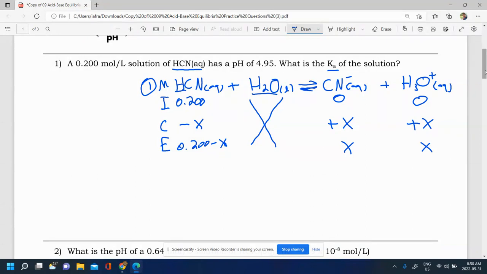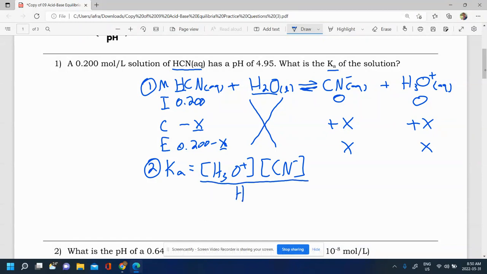However, in this situation here, I can't assume that all of it ionizes. Only a small portion will, and that's going to be the X value here. So we want to find Ka. Remember that Ka is the equilibrium expression for this setup. So it's going to be the concentration of H3O plus, or you can write H plus for shorthand, times CN minus over HCN. Remember, we don't include water because it is a liquid.